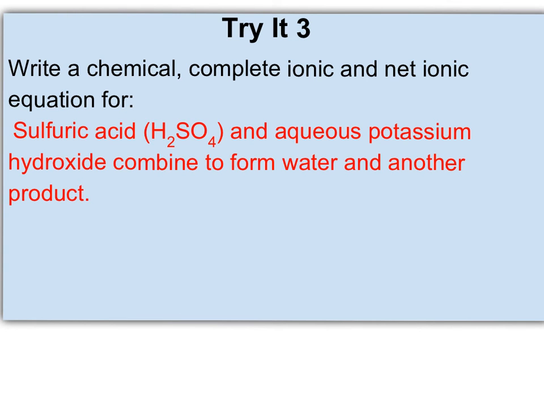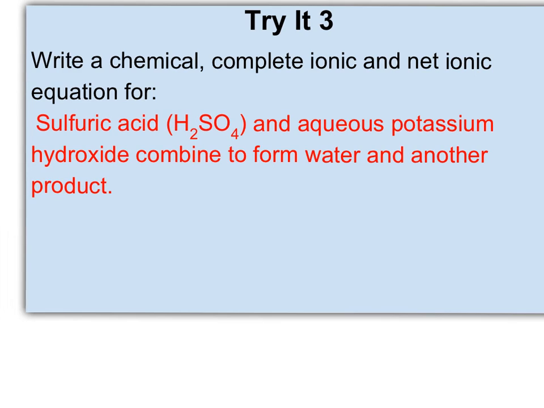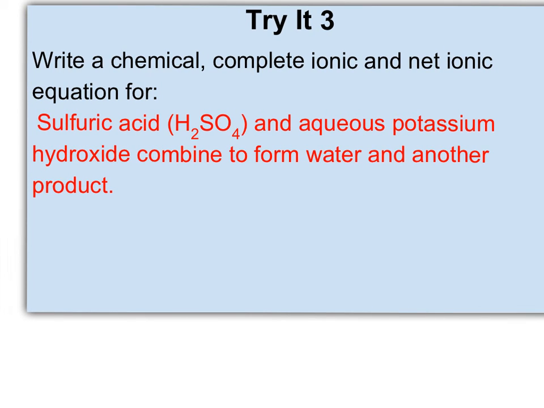For this last one, when we look through it, it says sulfuric acid, H2SO4, and aqueous potassium hydroxide combine to form water and another product. So this is the third possibility. You can have a gas, you can have a precipitate, you can have water. So if I go ahead and start with my chemical equation, I have H2SO4. Potassium hydroxide is just going to be KOH.